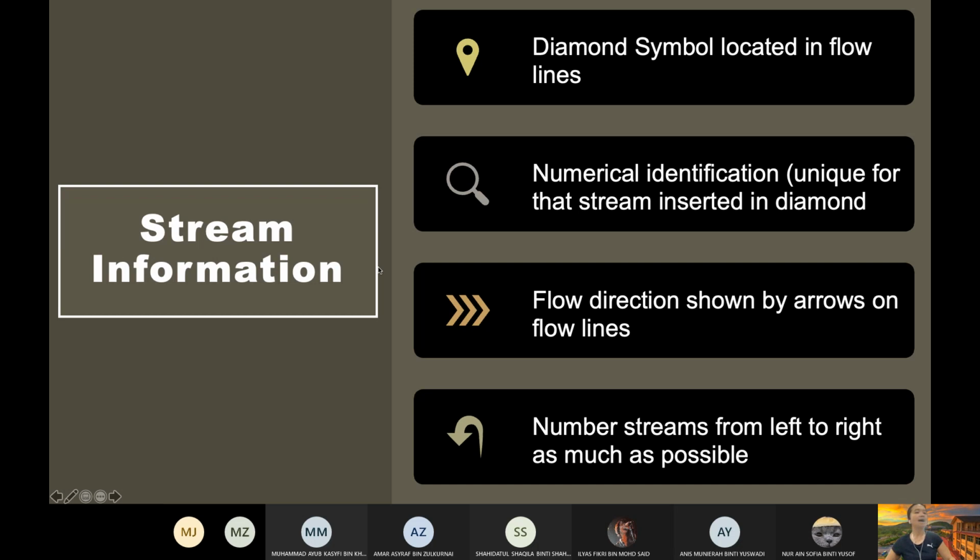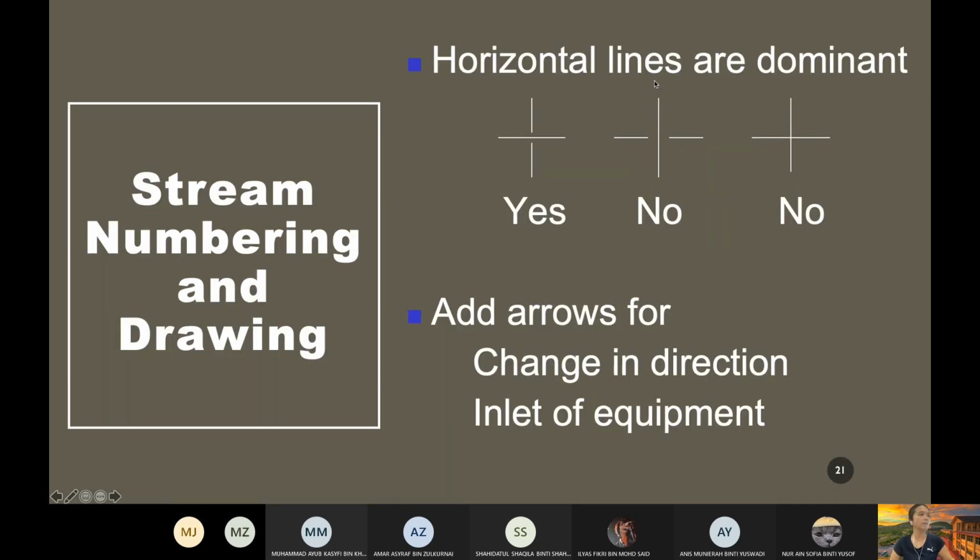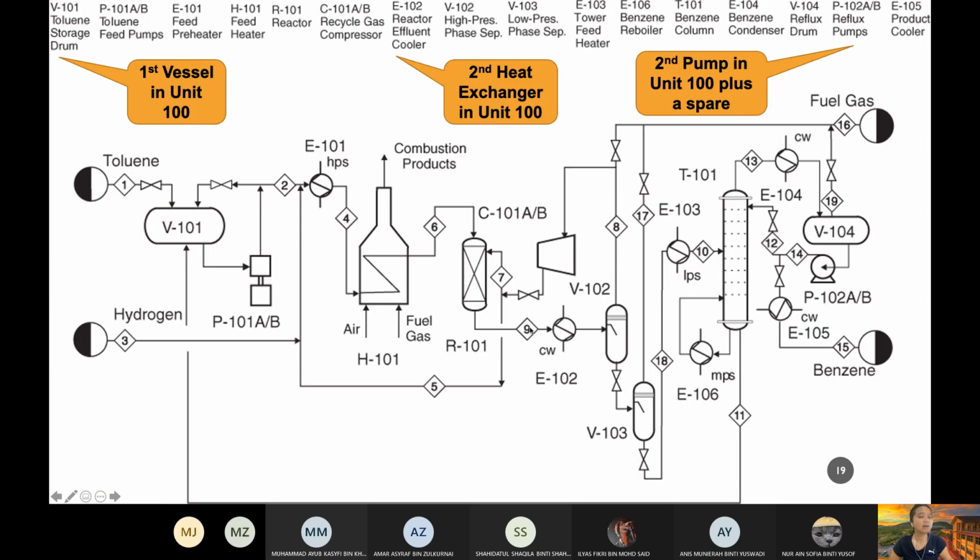Okay, so next, stream information. Stream information menggunakan first of all diamond symbol located in flow line. Apa maksud dia? Maksud dia, tengok setiap stream ni kena ada number kan? The number is inside a diamond shape symbol. Okay, diamond shape symbol, dalam dia ada number to indicate nombor untuk streamline tu.